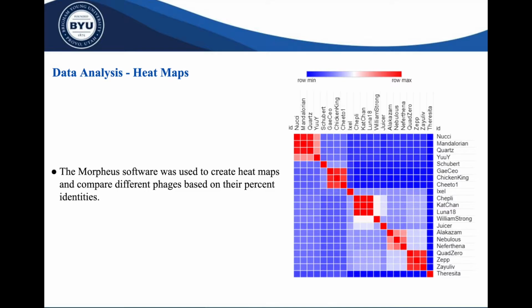In the top left corner, we observe the EA10 subcluster, which shows the newly discovered novel phage Mandalorian. Based on the heat map, we can see that Mandalorian shares a 100% identity with Quartz and Nuki. UE has slight variations in its genome, meaning it does not have 100% identity with the other phages.